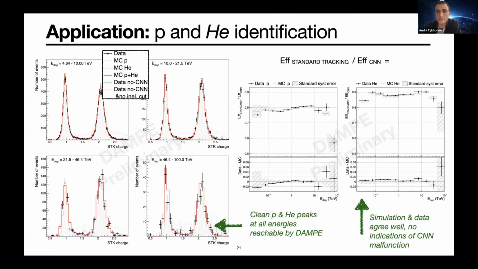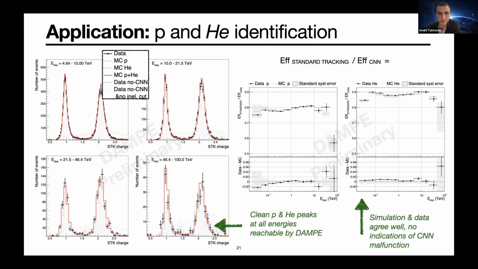Now, as we have all pieces together, so we have the calorimeter neural net prediction, we have the tracker neural net prediction, and we have the inelastic interaction classifier, again based on neural nets, we can apply it to the data. And here you can see the distributions of particle charge reconstructed in the tracker using our CNN approach. And the red line corresponds to the Monte Carlo. Visually by eye, you see that proton and helium peaks can be clearly identified up to the highest energies.